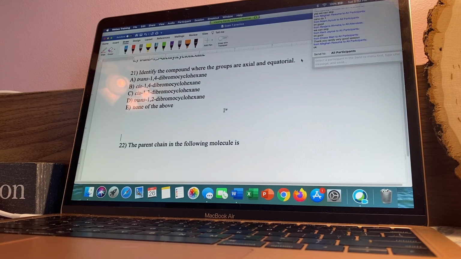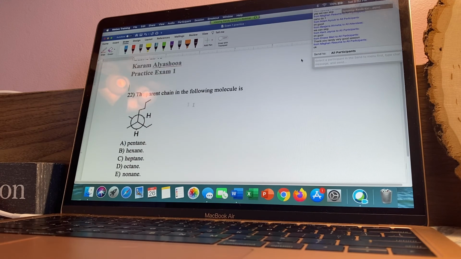Number 22 will be a pretty quick one. Try to think of what's the parent chain for this.